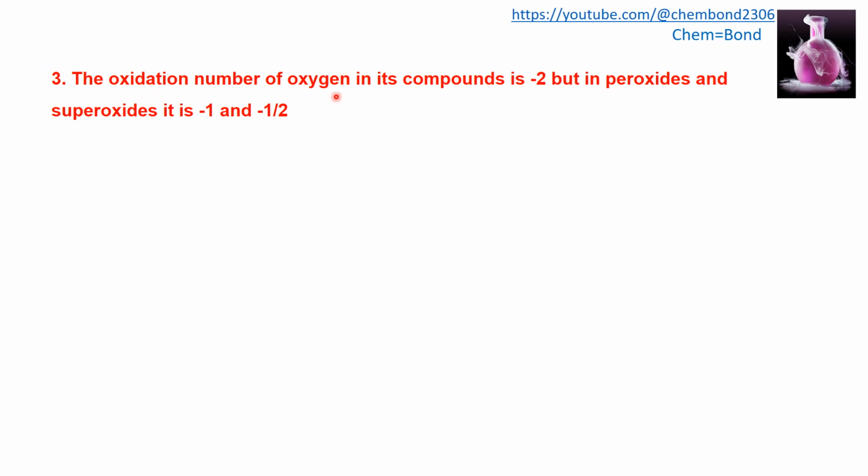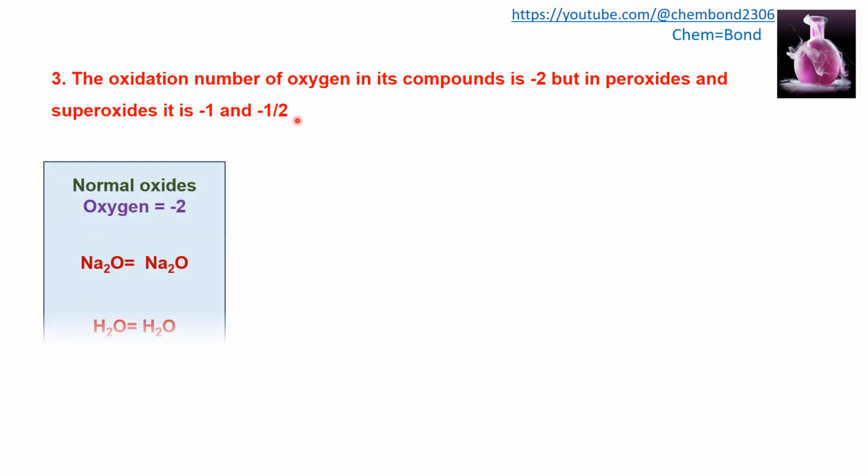The oxidation number of oxygen in its compounds is minus 2, but in peroxide and superoxide it is minus 1 and minus half respectively. For a normal oxide in which oxygen has minus 2 charge, we will take the example of sodium oxide, and also water. Sodium belongs to the first group, so it will have plus 1. There are 2 sodium atoms, so we put plus 2 over them. In order to balance it, we put minus 2 over oxygen. So in a normal oxide, oxygen has minus 2 oxidation number.